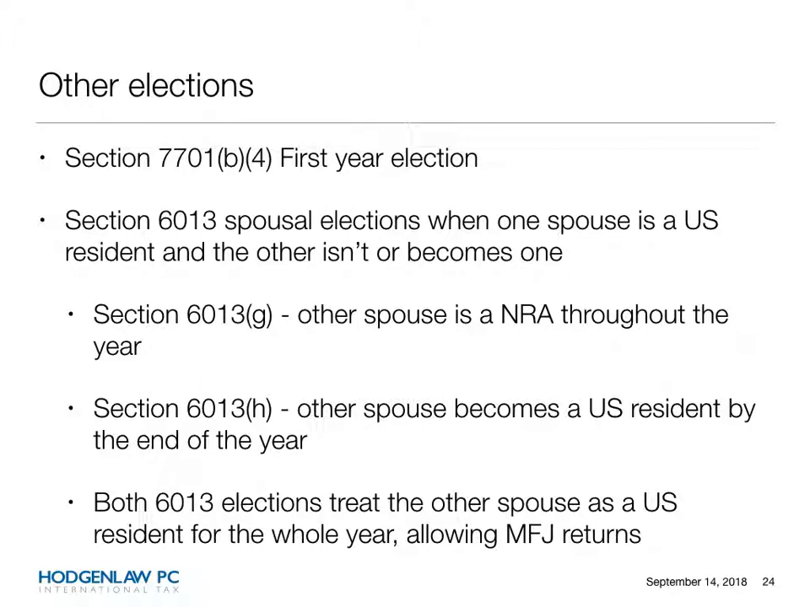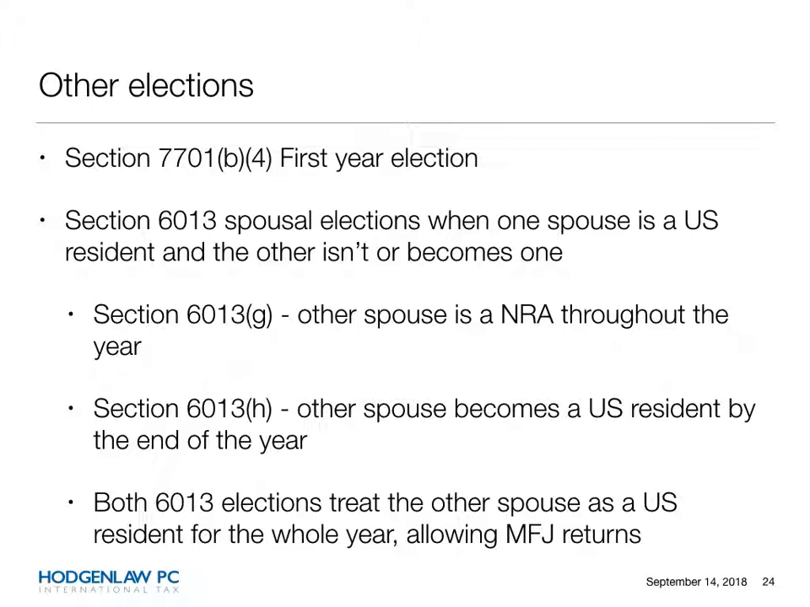Other possible elections include the Section 7701(b)(4) first year election and Section 6013 spousal elections. The first year election is for non-resident aliens who move to the US after the middle of the year and do not hold a green card. So they won't qualify as a US resident under either the substantial presence test or the green card test. But this election will allow them to be treated as a US resident from when they moved into the US to the end of the year.